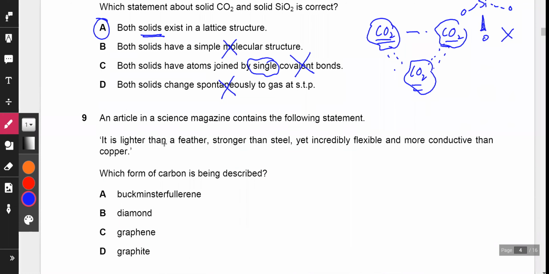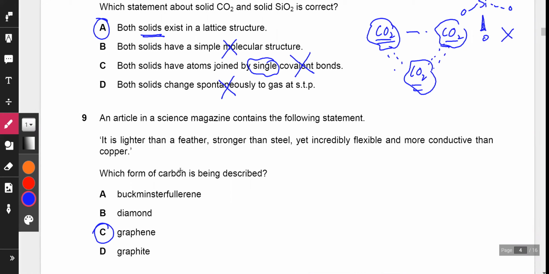If it is lighter than a feather, stronger than steel, yet incredibly flexible, more conductive than copper, which form of carbon is being described? Does anyone know which form of carbon it is? Graphene. Okay, it is graphene because it's one of the strongest substances relative to its weight. A sheet of graphene, and it's flexible as well.